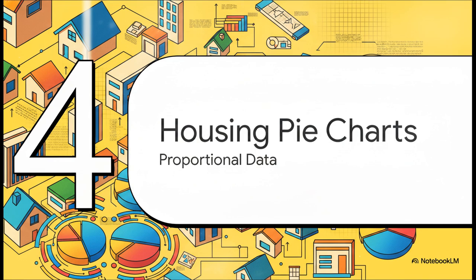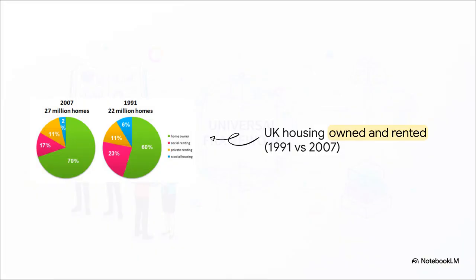Section 4, Case Study, Housing, Pie Charts. Here's our second raw data prompt. We've got pie charts showing the percentage of owned, rented, and social housing in the UK over a 16-year gap comparing 1991 to 2007. Now, when most people see pie charts, their very first instinct is to just robotically list off the percentages. 60% here, 70% there.